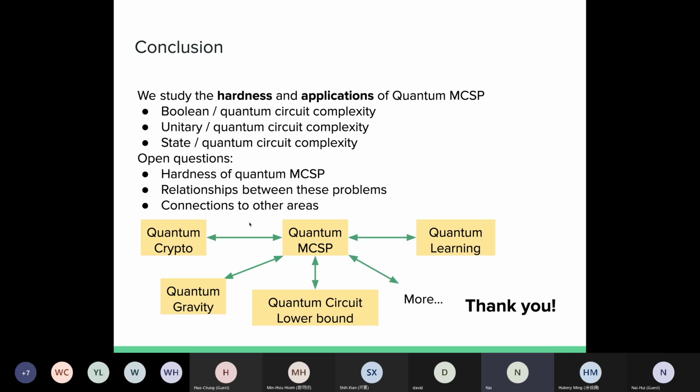And also the connection to other areas. Here we do list some of them, but I don't think they are all of them. You must be able to find other applications of quantum MCSP. So that's all. If you have any questions, just feel free to ask.